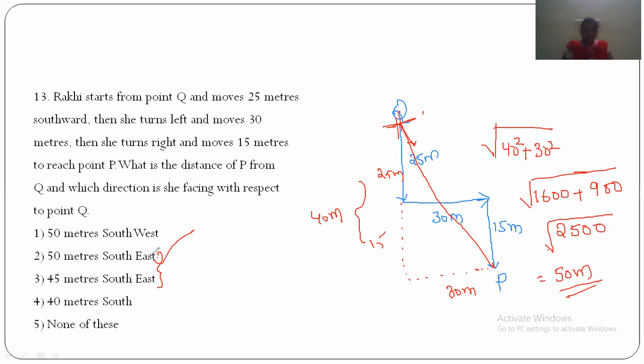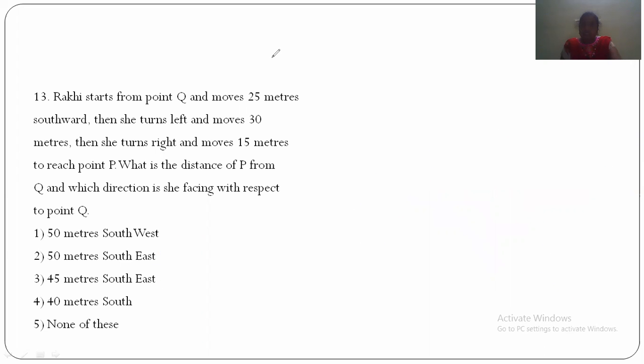Southeast direction. Southeast direction.